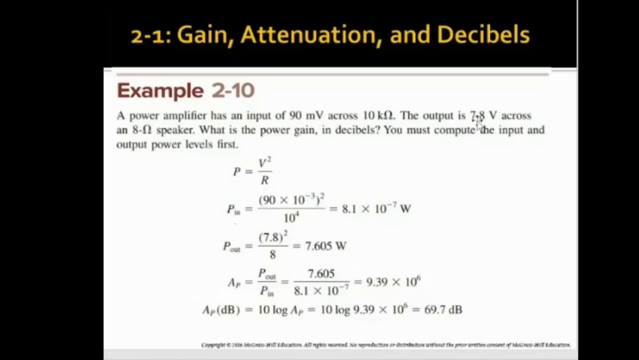For P out, we have the voltage, and we have the speaker resistance, which is 8 ohm.